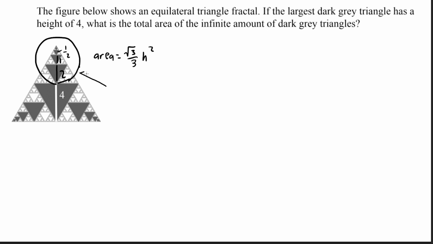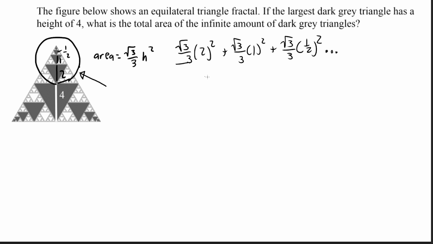Alright, so let's write out the first few terms of this infinite series. So the first height is going to be 2, and the next height is going to be half of that, which is 1, and then we have 1/2, etc. And so notice how there's always going to be this constant, and there's always going to be this quantity here squared. And this quantity goes 2 to 1 to 1/2 to 1/4, etc. So it's always going to be 1/2 to some power.